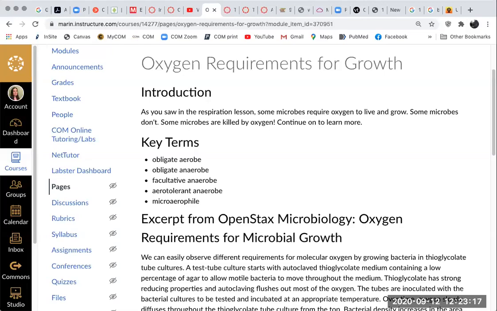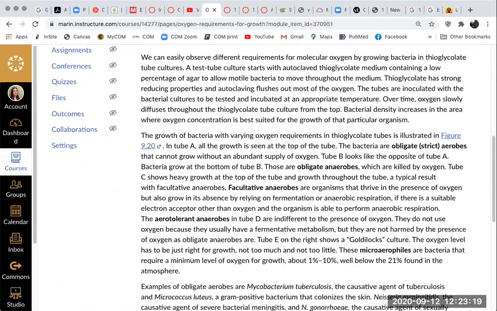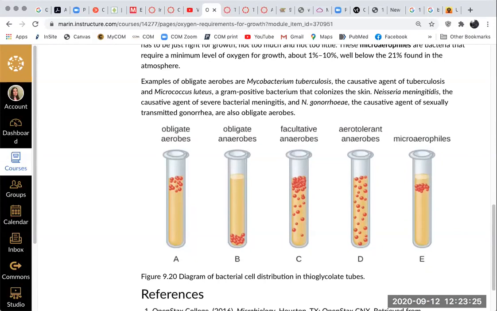This page will show you the oxygen requirements for growth. This is showing a typical way that bacterial cells would distribute themselves in these thioglycolate tubes, depending on their oxygen requirements. In thioglycolate tubes, the oxygen is going to be really high at the top of the tube, and so that's where the obligate aerobes are going to cluster.